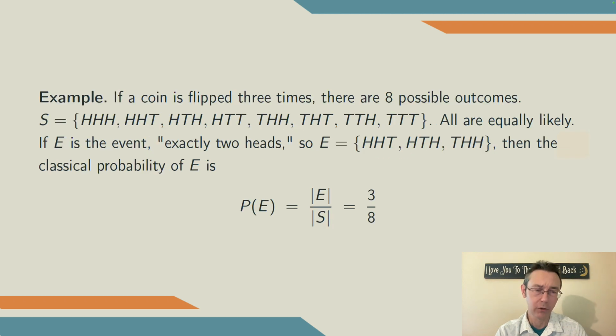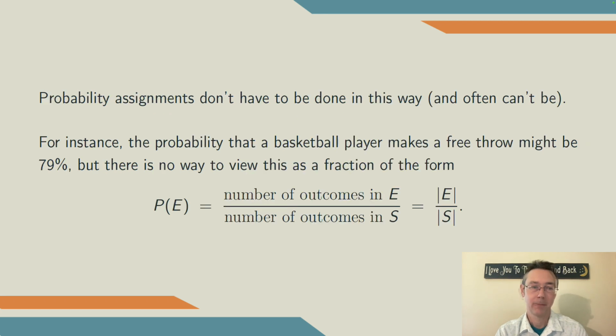A slightly more involved example is when you flip a coin 3 times and look at the probability that you get exactly 2 heads. The sample space consists of exactly 8 possible outcomes, things like heads, heads, heads, and heads, heads, tails. And the event has 3 possible outcomes. Basically, if you're getting 2 heads, you need to have 1 tail. It can happen on the first, second, or third of the flips. So the probability of getting exactly 2 heads is 3/8.